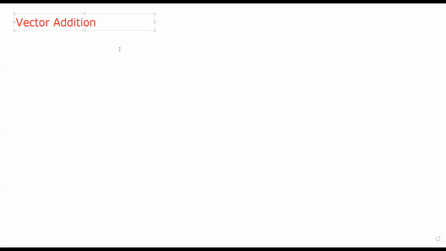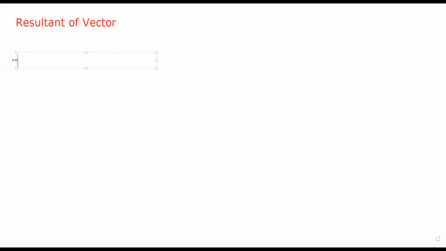So this topic is about vector addition. Vectors are quantities which have a direction. If we want to add vectors, or find the resultant of the vectors, you can also say vector addition or resultant of the vector.